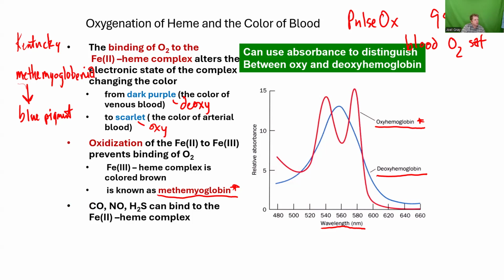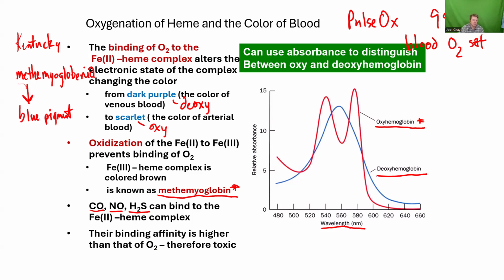Now, carbon monoxide, NO, and H2S can also bind to this Fe2+ heme complex. If you remember from 1310, the Roman numeral II in the parentheses indicates +2. So this heme complex can bind to carbon monoxide, NO, and H2S. Another part that's worth noting about those is that their ability to bind is higher than O2.